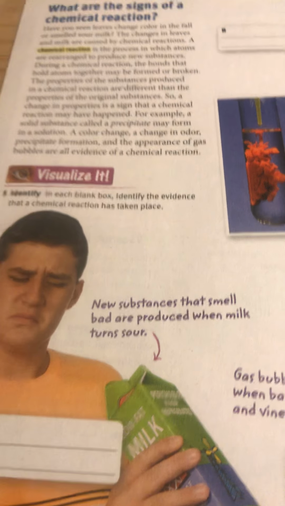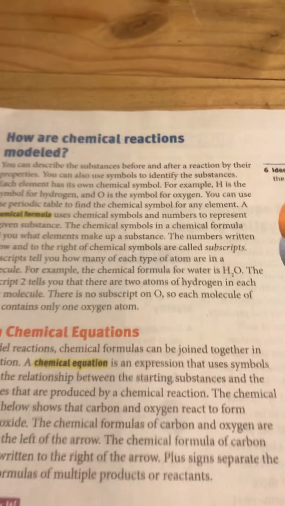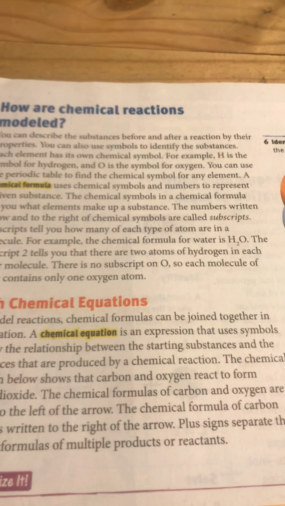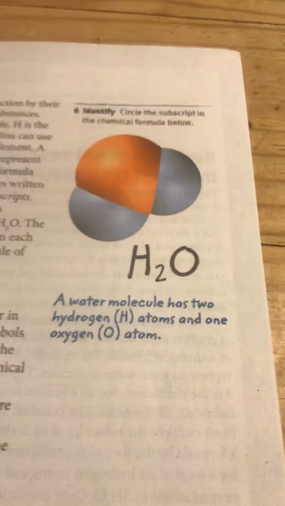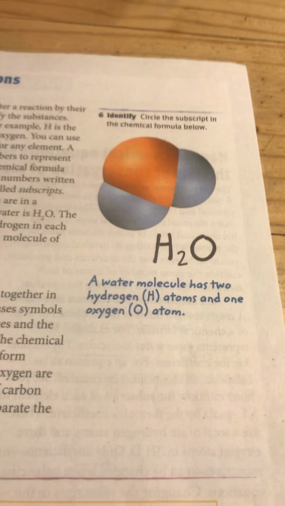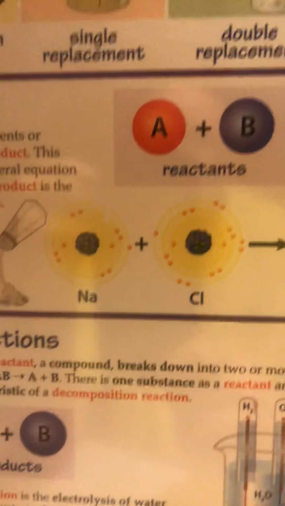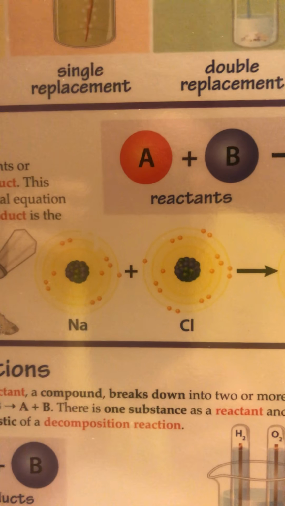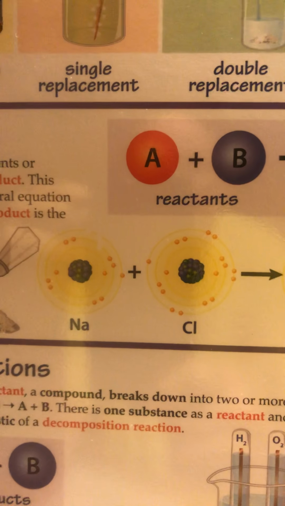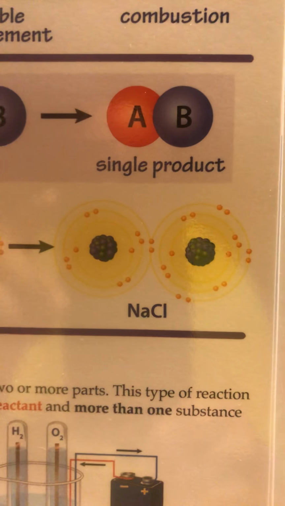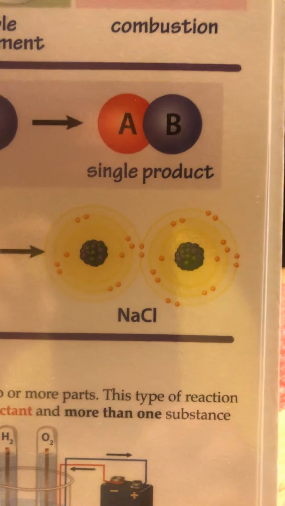Have you ever tasted bad milk? That's awful. Okay, so how are chemical reactions modeled? And you can read that. So you have a chemical equation and a chemical reaction. I can take you back to the synthesis reaction where, in this example, we used sodium and chlorine, and we combined those two in a reaction. And we made sodium chloride, or what we call table salt. And that went pretty good.